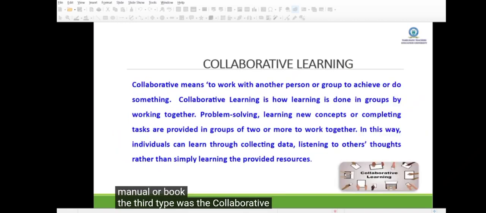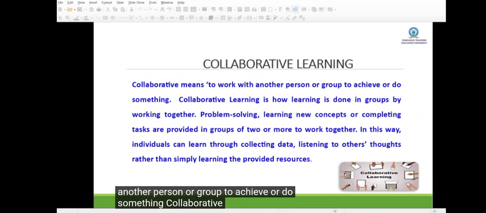The third type is collaborative learning. It means to work with another person or group to achieve or do something. Collaborative learning is how learning is done in groups by working together. Problem solving, learning new concepts or completing tasks are done in groups of two or more working together. In this way, individuals can learn through collecting data and listening to others' thoughts rather than simply learning the provided resources.